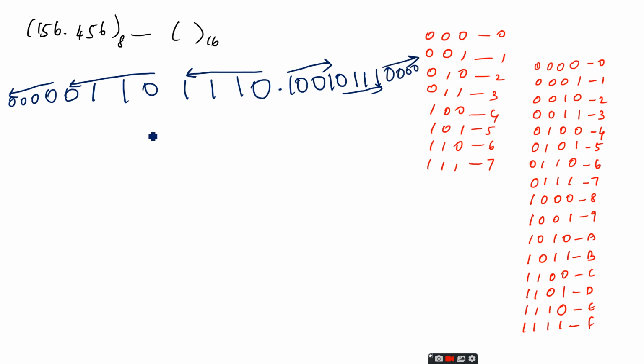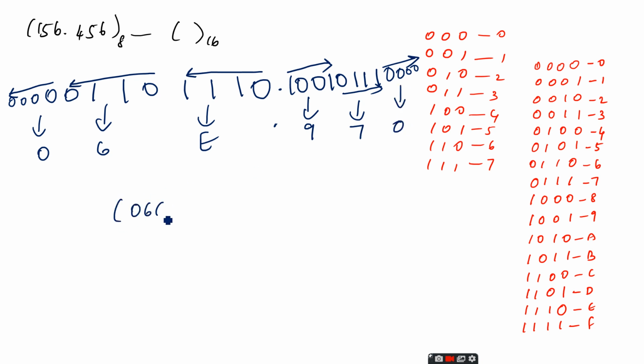of 4 bits. Now 0000 is 0, 0110 is 6, 1110 is E, 1001 is 9, 0111 is 7, then 0000 is 0. So the answer is 06E.970 base 16. This is the answer.